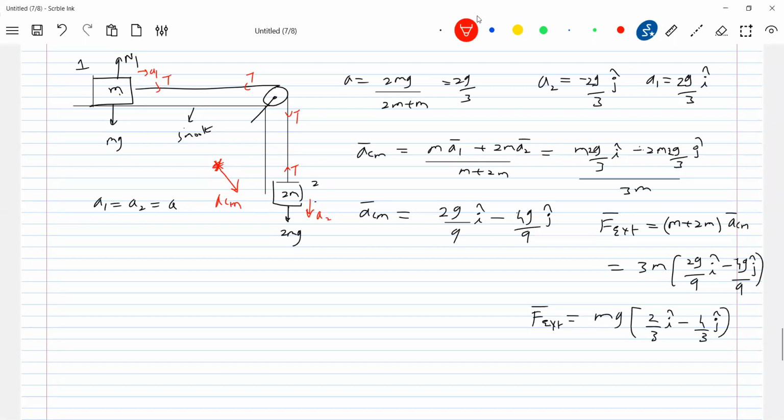Okay, now I'll ask you, this tension, is it an internal force? The tension is not an internal force here. Because what makes the system move along the axis? This tension only. So therefore, here what will happen? To identify which force is internal or external, what happens?